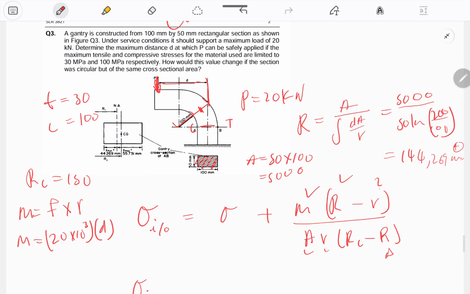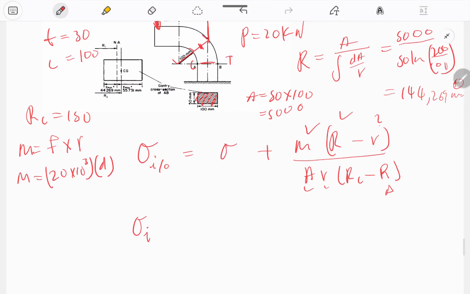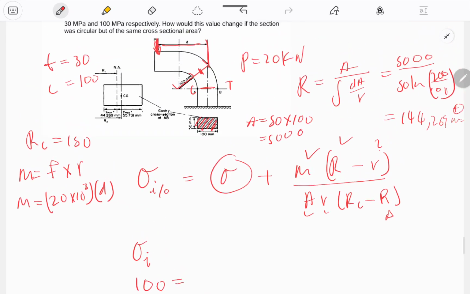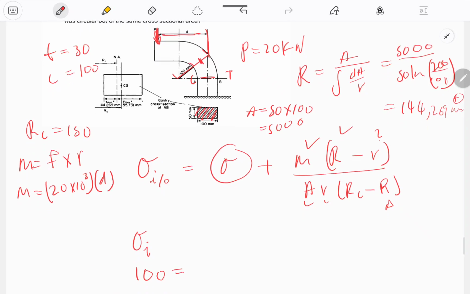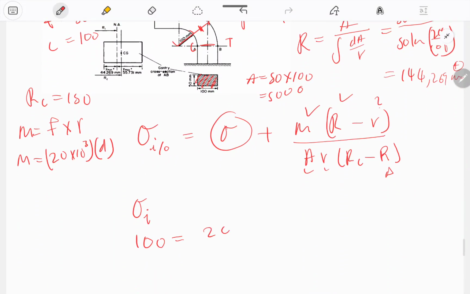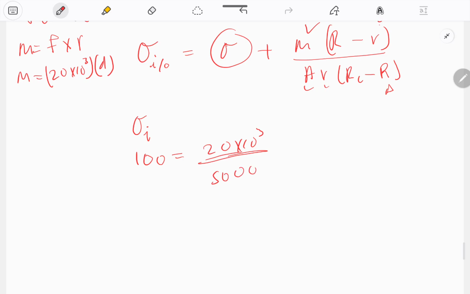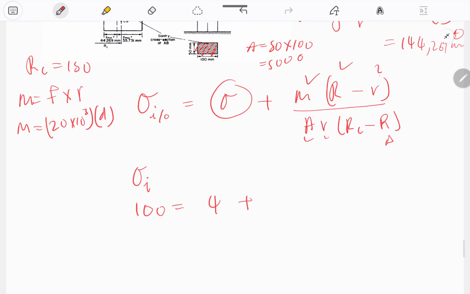Inside is this guy. We said it was under compression, so we pick stress for compression. It was 100, so 100 is equal to force. What is force? 20 all over 20 by 10 power 3 all over area. Where is my area? 5,000, right? So that guy will cancel that guy. I should have just written 4, right? 4 plus M is 2 times 10.